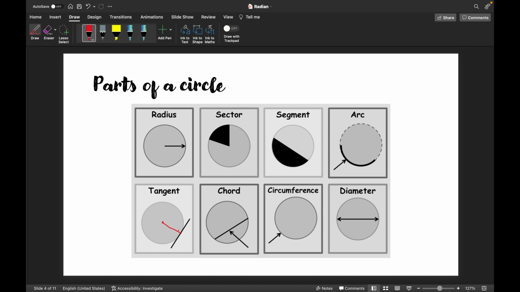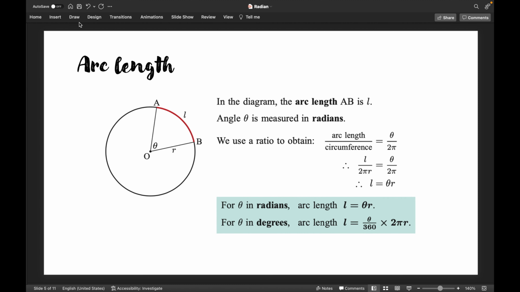here. When you connect the point where it intersects the circle to the center of the circle, you form a right angle. This is a very important point to know. It will come up frequently. Okay, so now that we know what the parts of the circle are, let's move on to the arc length.